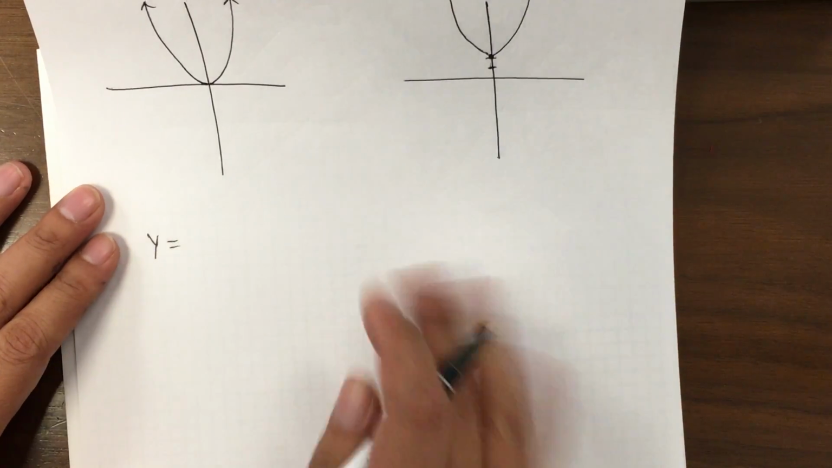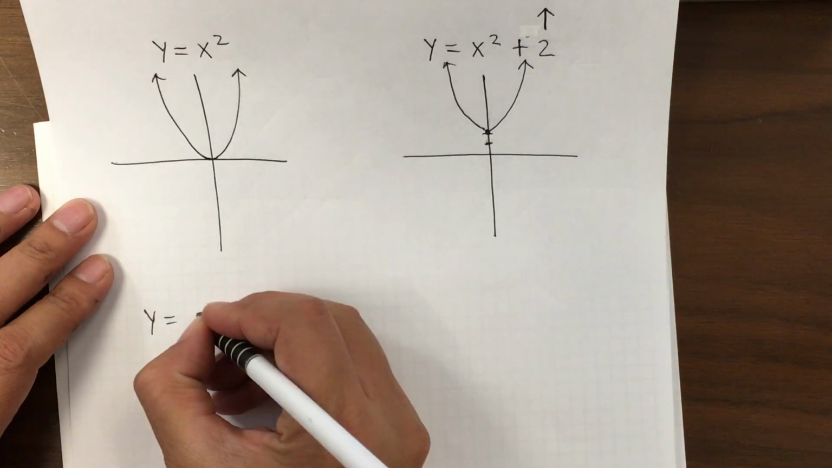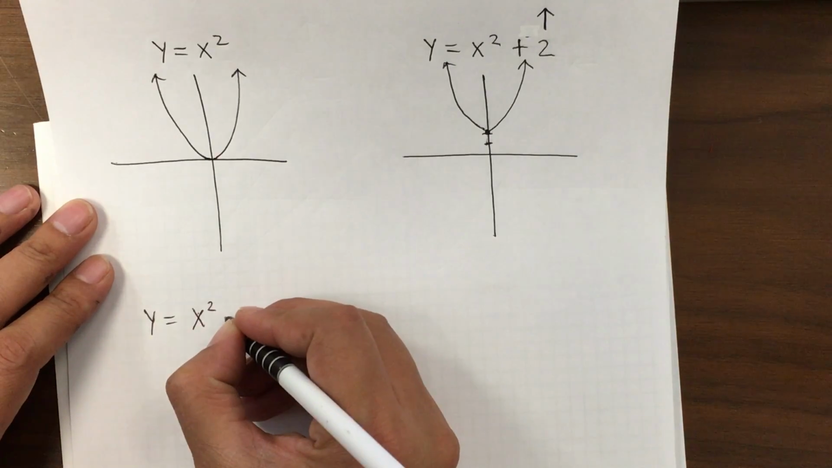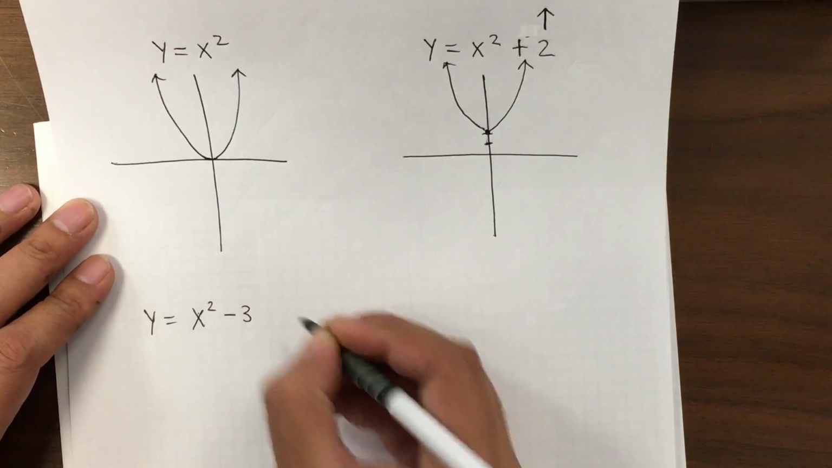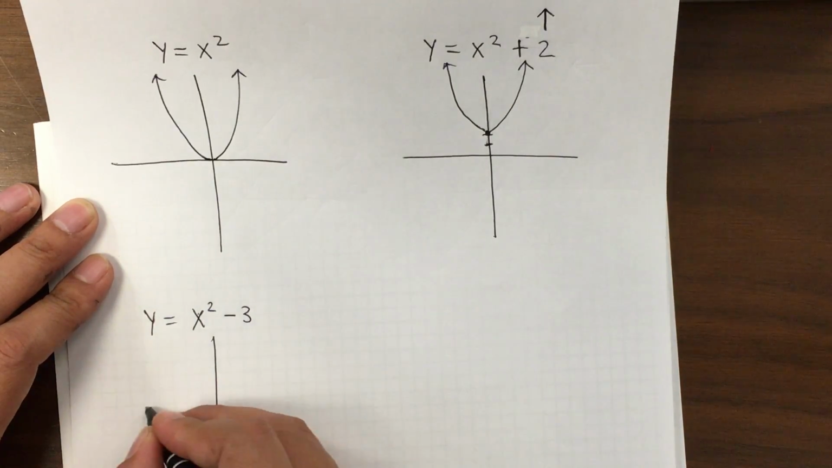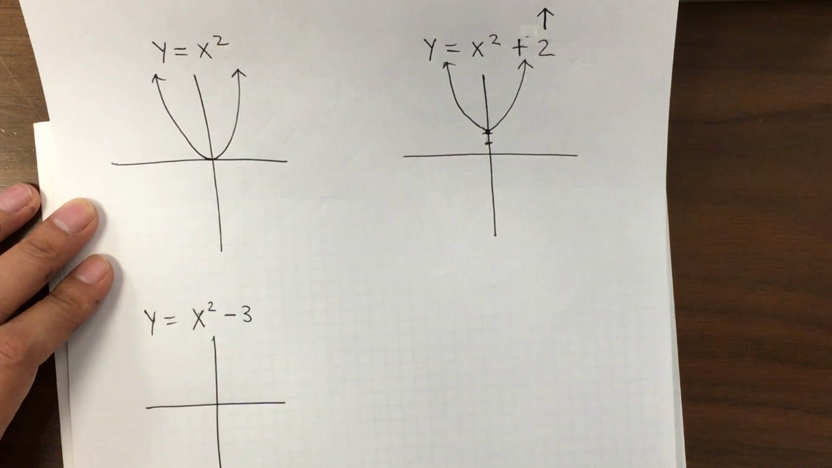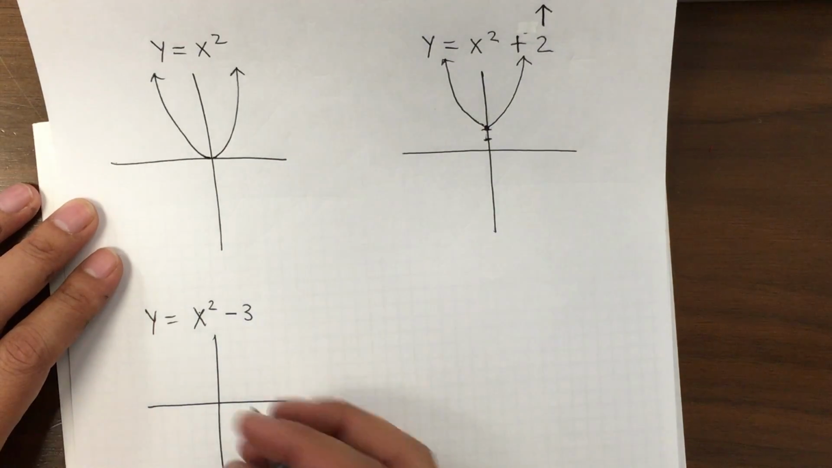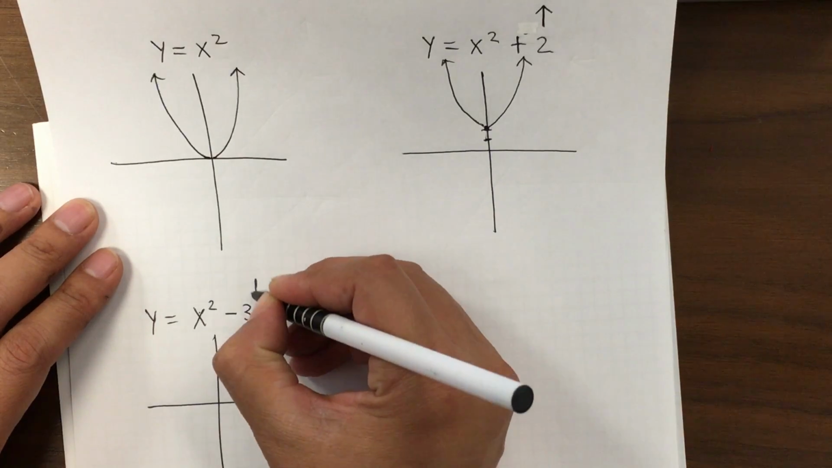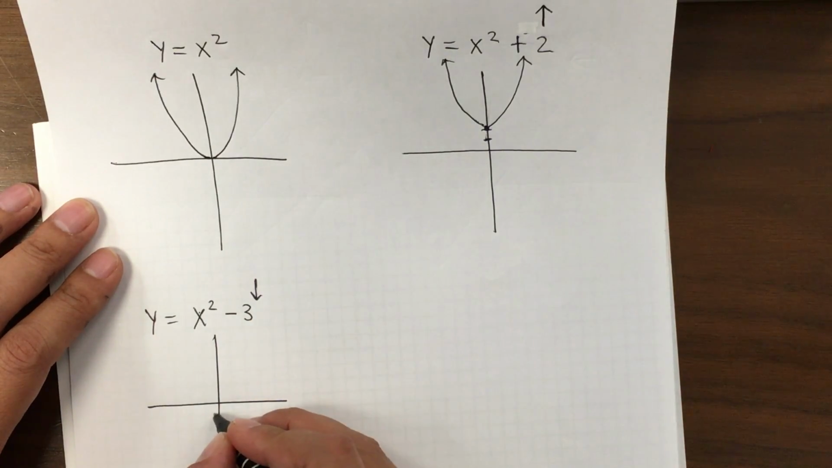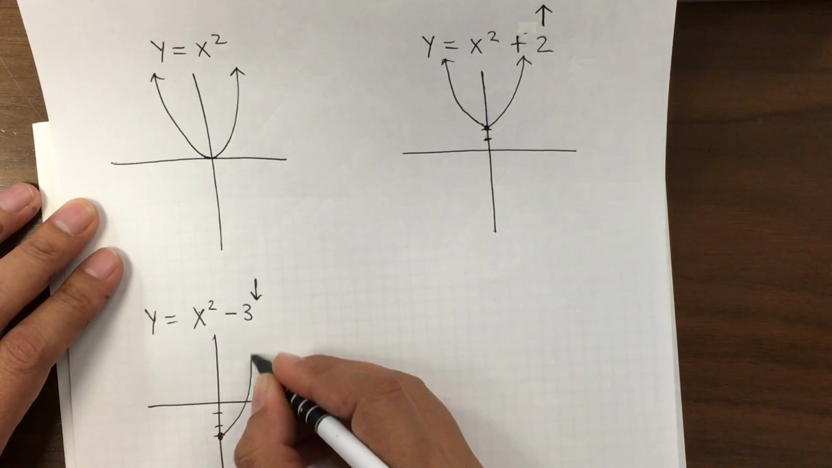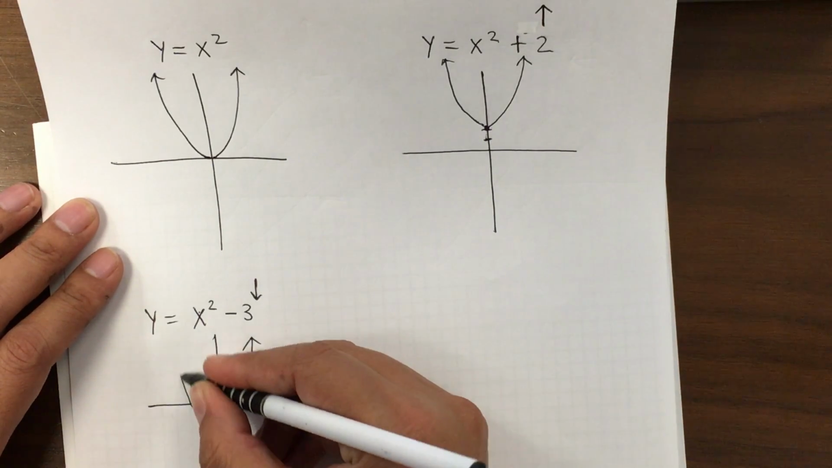If we have y equals x squared minus 3, so if there is no parentheses, remember what do we have to do? It makes it go down. So 1, 2, 3, and my parabola opens up.